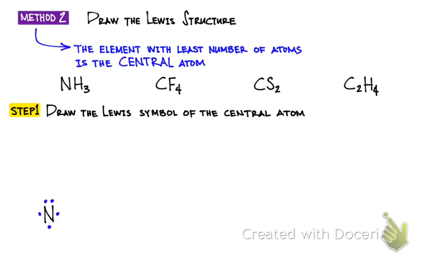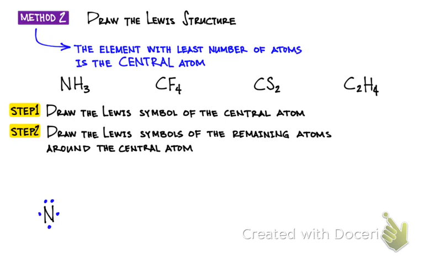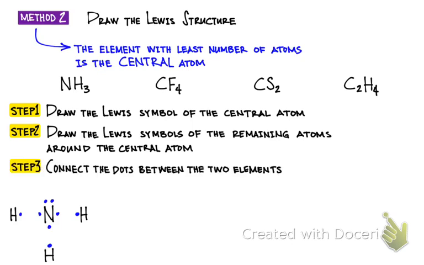Then draw the Lewis symbols of the remaining atoms around the central atom. And the third step here is to connect the dots between the central atom and the terminal atoms. And finally, check that the octet rule is satisfied for each element. Form double bonds or triple bonds whenever possible.